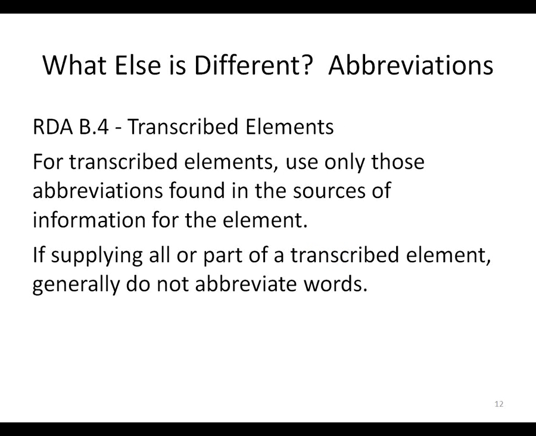Abbreviations. In Appendix B of RDA, it does state that any transcribed elements you do not abbreviate. You do not supply abbreviations. For transcribed elements, use only those abbreviations found in the sources of information for the element. So in a catalog record in general, we will be seeing less use of abbreviations, more fuller forms as they appear on the piece.